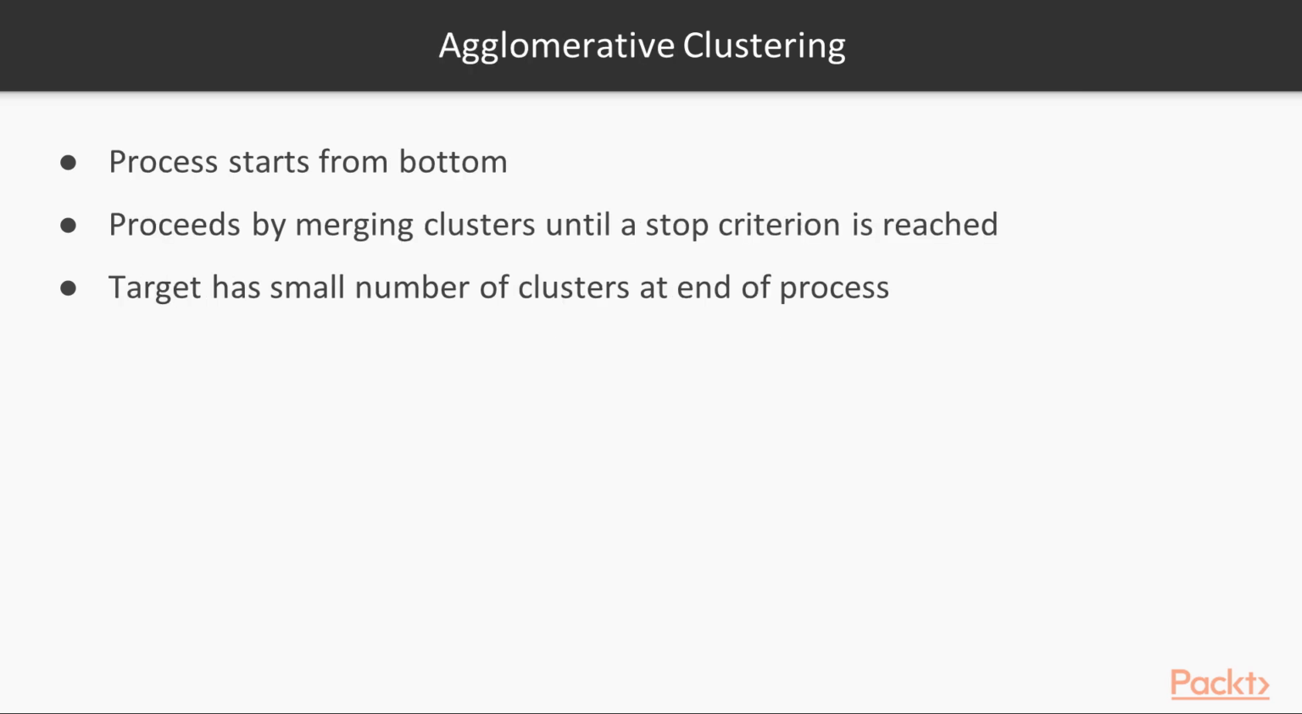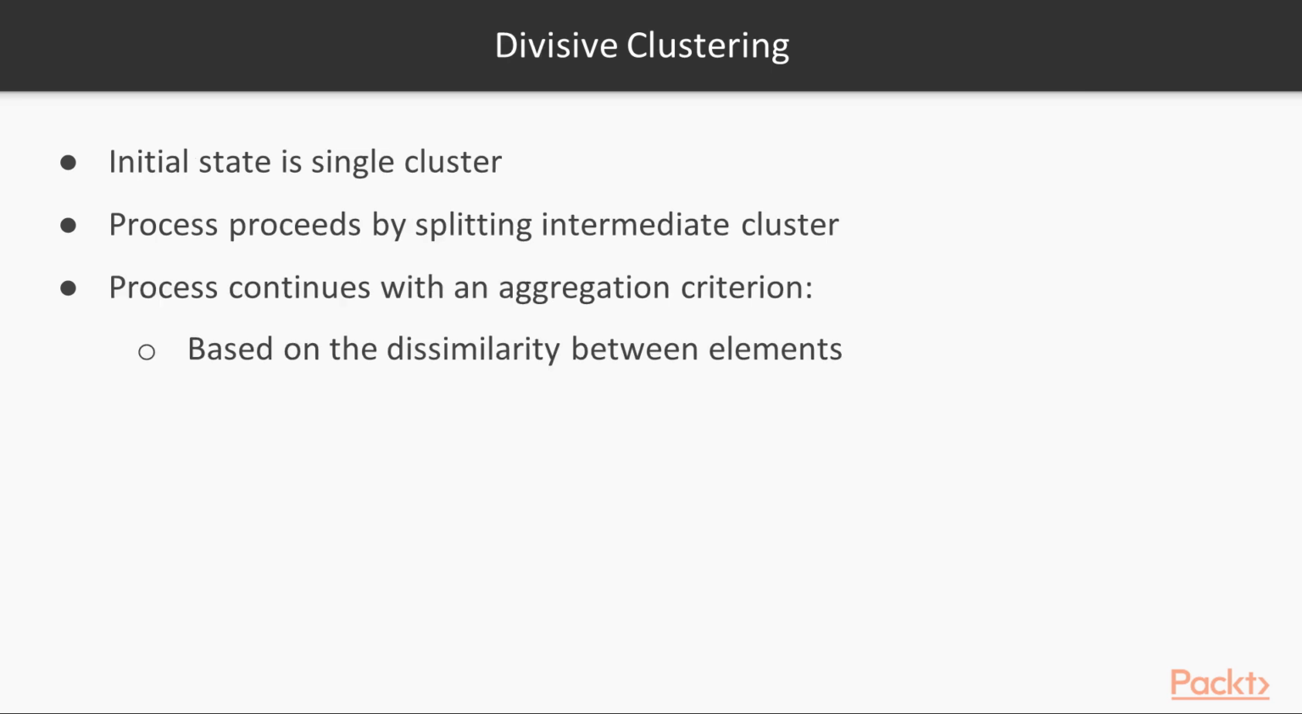Agglomerative clustering. The process starts from the bottom and proceeds by merging the clusters until a stop criterion is reached. In general, the target has a sufficiently small number of clusters at the end of the process. Divisive clustering. In this case, the initial state is a single cluster with all samples, and the process proceeds by splitting the intermediate cluster until all elements are separated. At this point, the process continues with an aggregation criterion based on the dissimilarity between elements. Scikit-learn implements only the agglomerative clustering. So let's learn more about it.